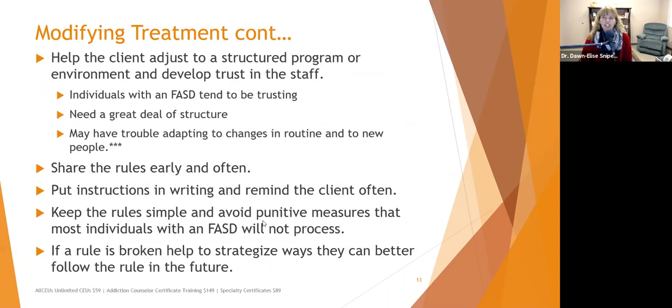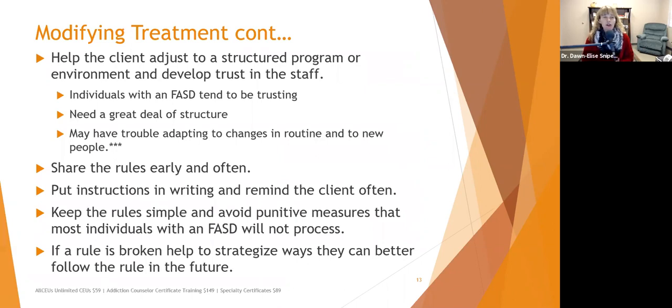Help the client adjust to a structured program or environment and develop trust in the staff. Again, this is true whether you're talking about a treatment center or home. Maybe you have people coming in to help in the home, or you're just the family, or in school. The client needs to be able to trust and know who they can trust there, because they tend to be very trusting of everyone. So it's important they know who they can rely on, who they need to look to if they're not sure if it's okay or not.